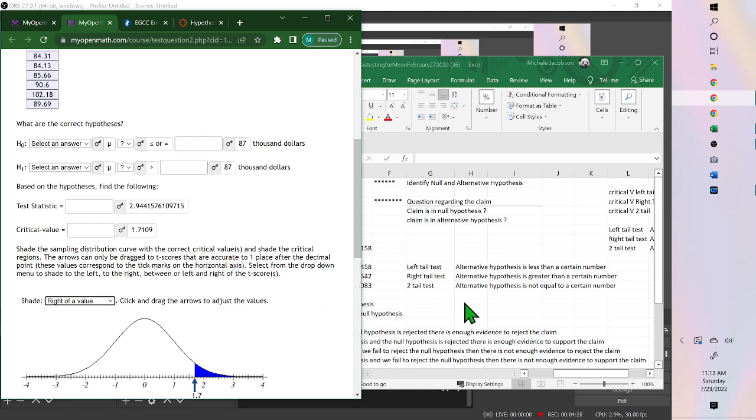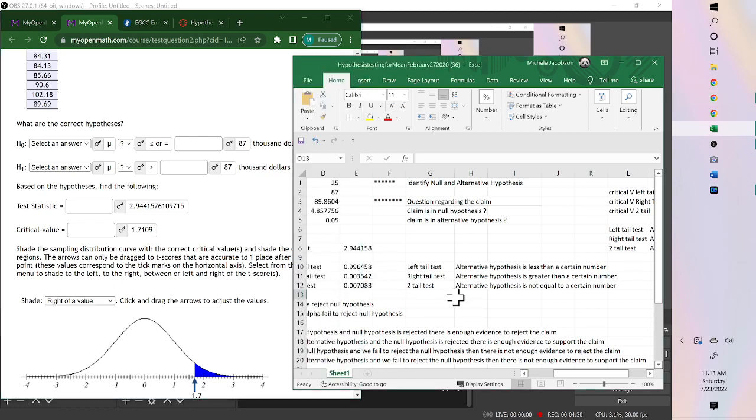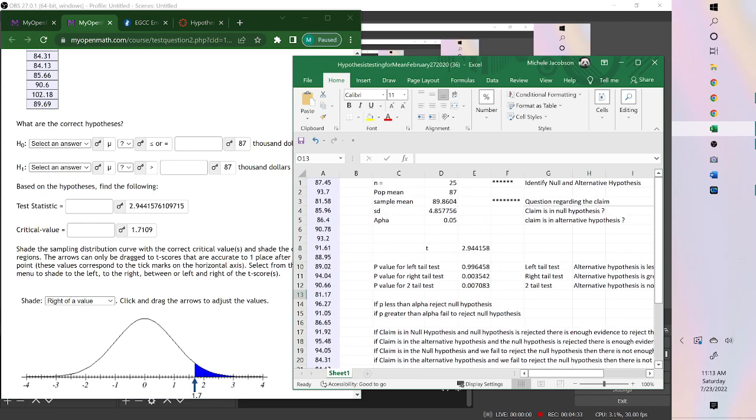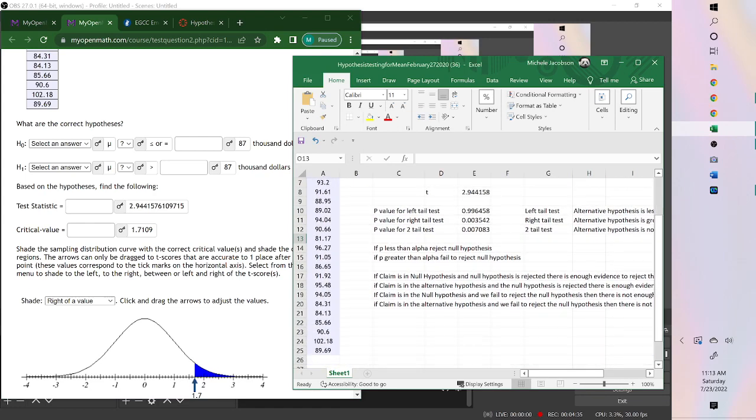That's everything. Most of them will work with the p-value over here. And then it tells you how to test your claim here.